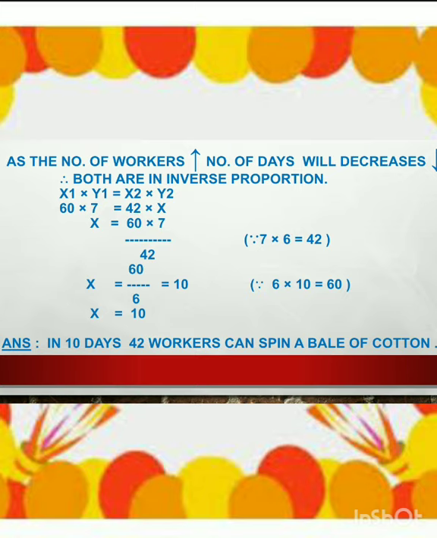Then we can cancel with the 7 table. 7 6s are 42. Therefore, x equals 60 by 6. Then we can cancel with the 6 table. 6 tens are 60. Therefore, x equals 10. In 10 days, 42 workers can spin a bale of cotton.